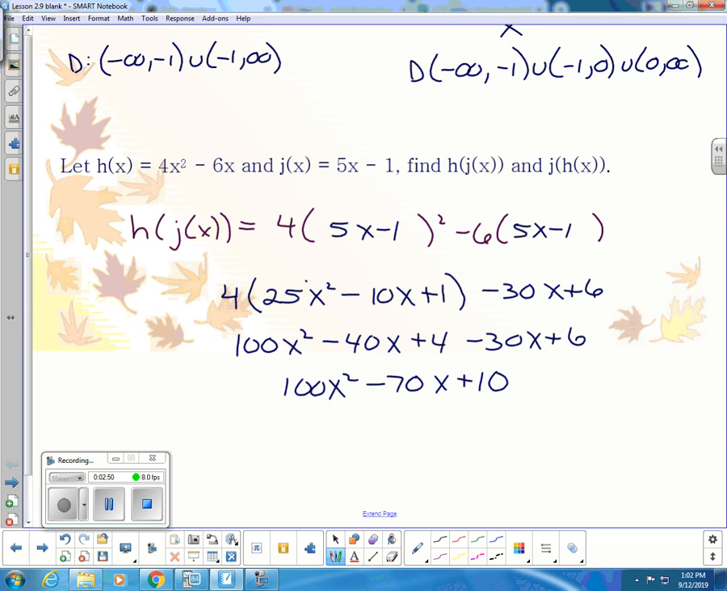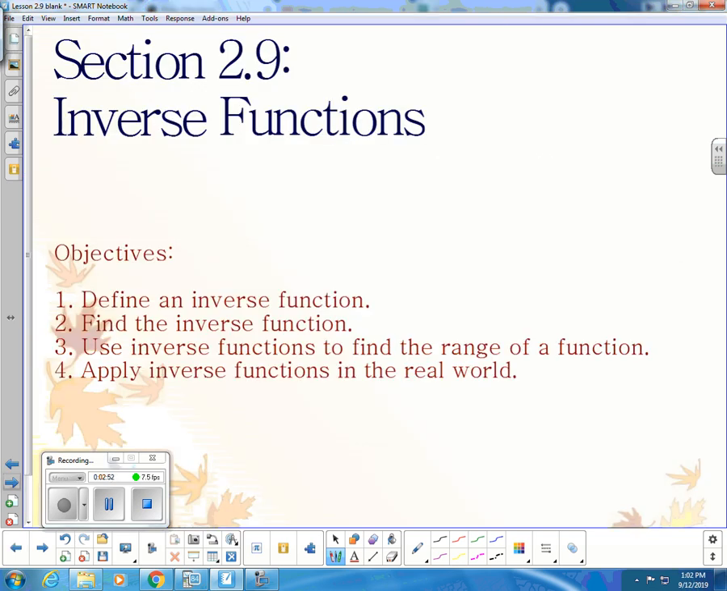So today we are going to talk about inverse functions. When is it an inverse function? What does it mean to be an inverse function? How to find inverse functions? How to show that they're inverse functions? All sorts of stuff.